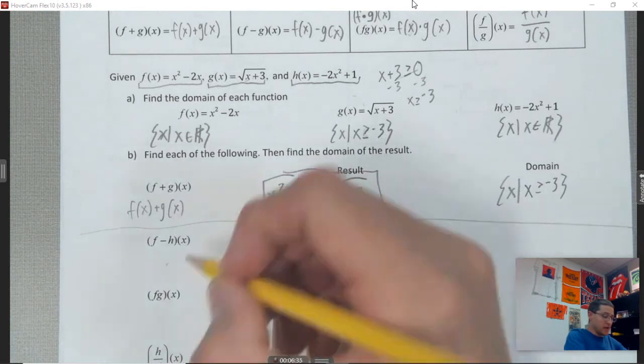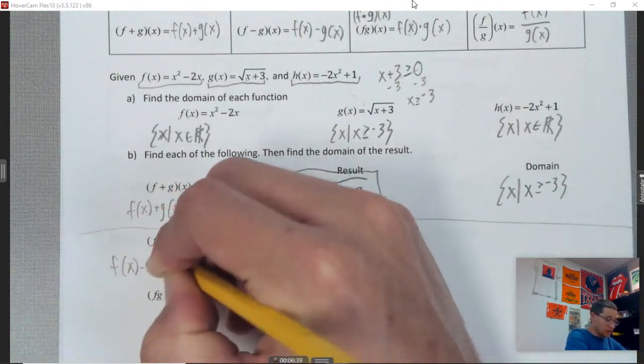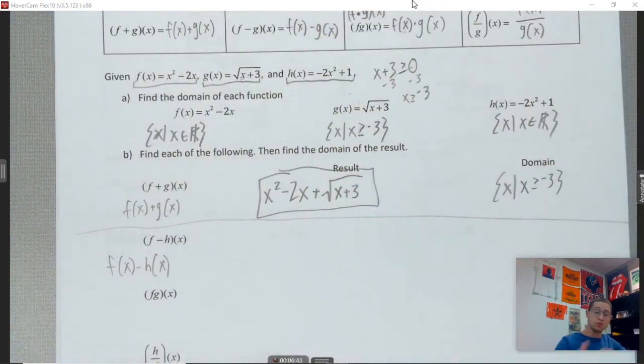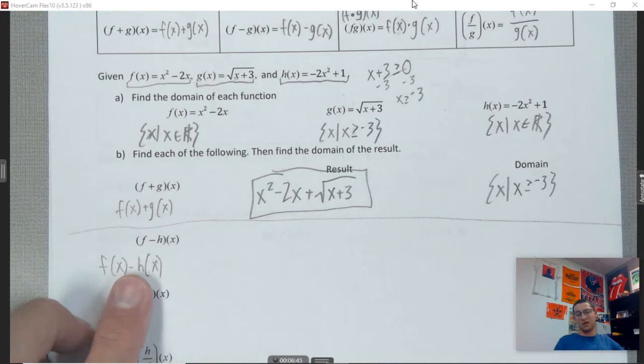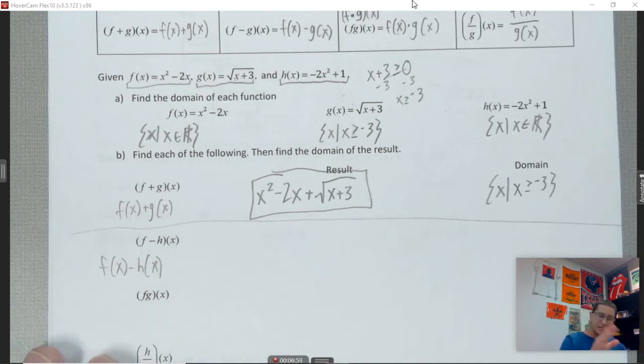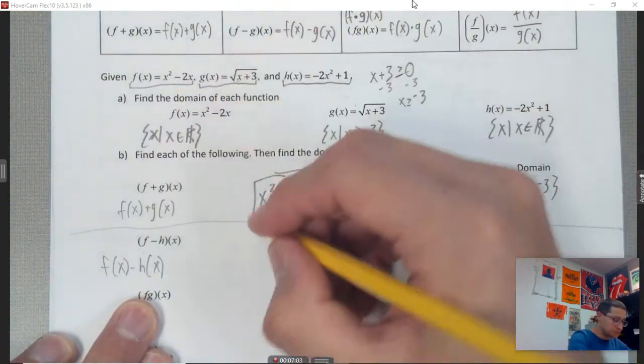F minus h of x. So I'm taking f of x and I'm subtracting h of x. Okay? So let's go ahead and write this one. Now I will say the ones where you're subtracting, these are probably going to end up being a little bit harder, but not too much. The only reason that it's a little bit harder is because of the subtracting part. Remember, subtracting and combining expressions is a little bit more difficult because you've got the negatives and everything like that. All right, so let's go ahead and do it though.